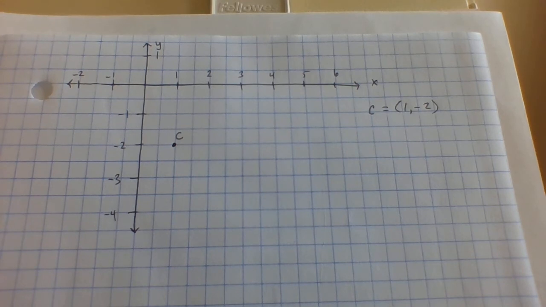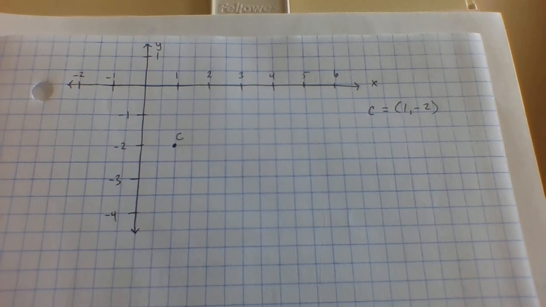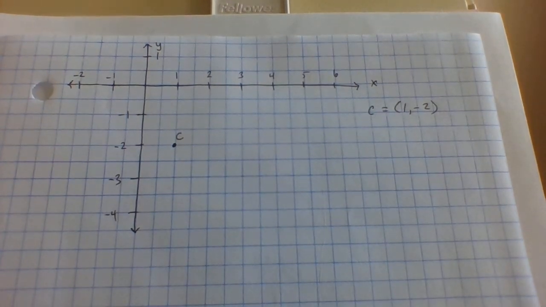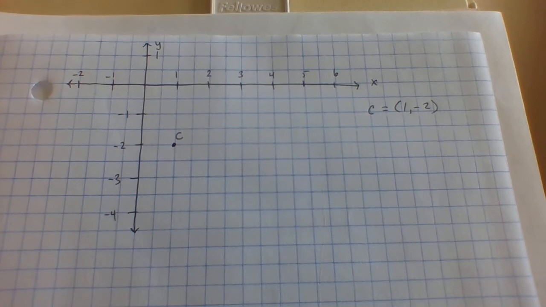Our center is at the point (1, -2). And remember that the vertical axis is our major axis in this case, which means our ellipse is going to be taller versus wider. So let's take a look at our a value first. Our a value was 2, and that's the distance from the center out to one of our vertices. So in this case, we're going to be counting up 2 units and down 2 units from our center to get our vertices.